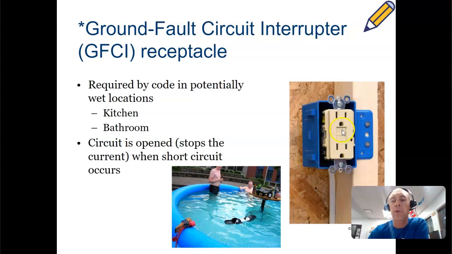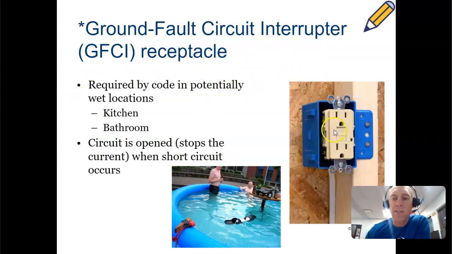If you have a GFCI receptacle here, and then you put another receptacle in line next to that one, and another one in line next to that one, as long as this is the one that's closest to the circuit breaker panel, then this one will actually trip if any one of these receives some kind of water or something like that. So one GFCI can protect everything on that string of receptacles.